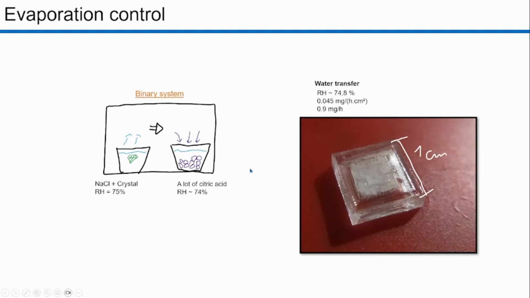The result was that the water transfer was almost constant in this system, and the rate was something like 0.9 milligrams per hour of water from the sodium chloride solution to the citric acid solution. In this case, I haven't used any kind of wind or temperature control or anything else.